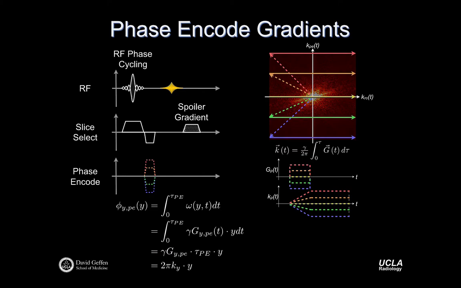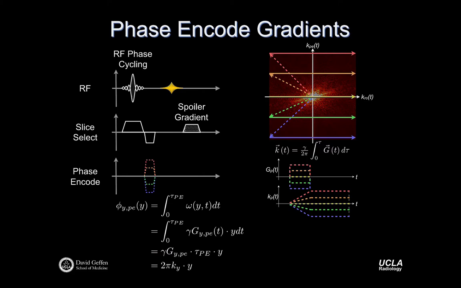How do we control the frequency? Well, we control the frequency through the applied gradient waveform, right? The frequency itself depends on gamma times a field, and in this case, the field is the gradient amplitude times some position. So the rate at which you accumulate phase depends on two things: the gradient amplitude, and also how far away you are from isocenter.